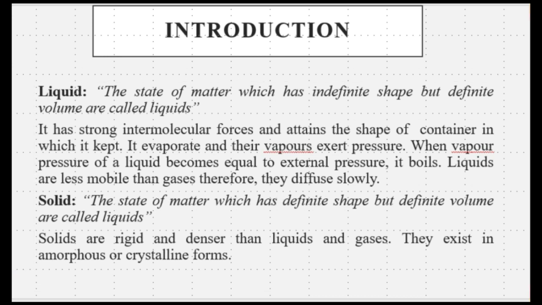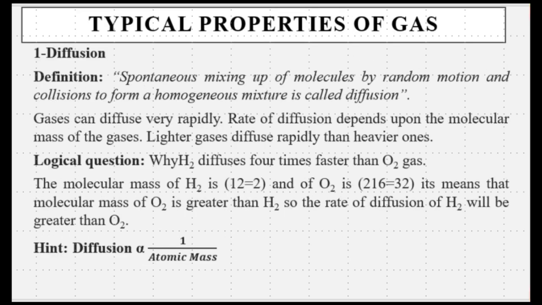In the context of the solids, as the atoms in the solids are tightly packed with one another, they have fixed shape and fixed volume. So we can define it: the state of matter which has definite shape and definite volume is called solid. Solids are very rigid and denser as compared to the liquids and the gases. They exist in amorphous and crystalline forms. Dear students, these are the 2 famous and important types of the solid: amorphous solids and crystalline solids.